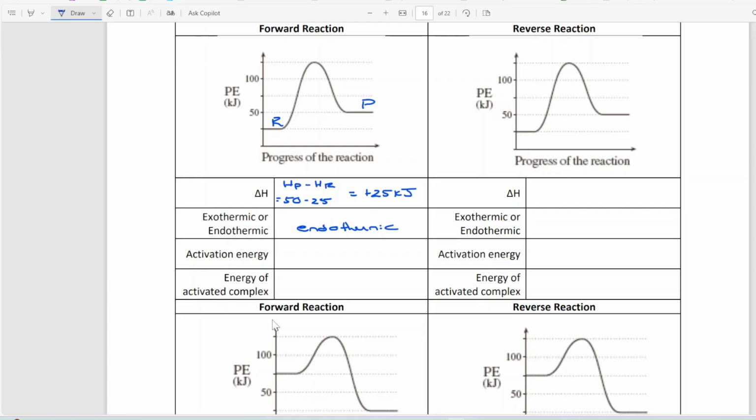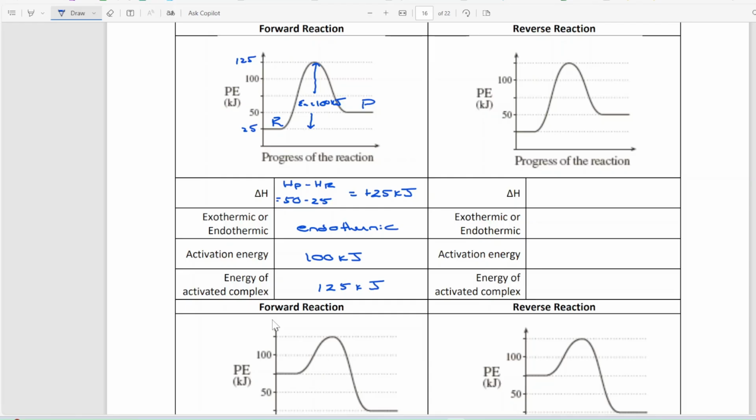The activation energy for this specific scenario is going to be from the reactants on the left up to the activated complex. So I'm going from 25 up to 125, which makes the activation energy 100 kilojoules. And the energy of the activated complex is 125 kilojoules.